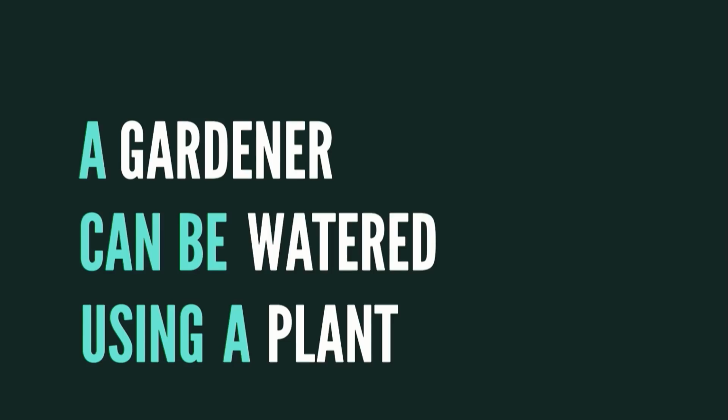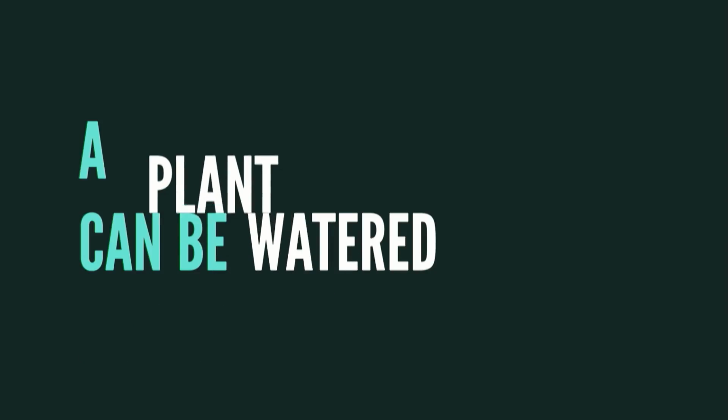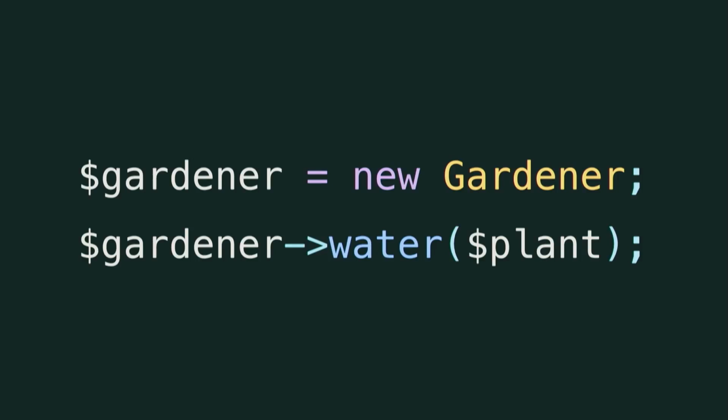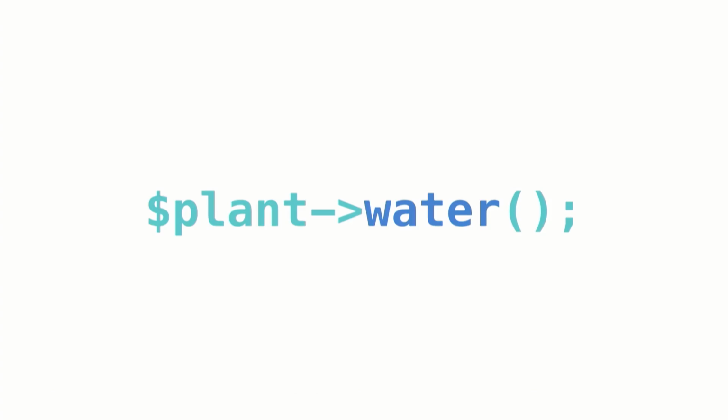So, it's not that a gardener can be watered using a plant, right? It's that a plant can be watered. The interesting thing here is that the gardener just disappeared. He's gone. So we don't need this code, right? The more object-oriented, purest way to write this would just be plant water. We're watering the plant.